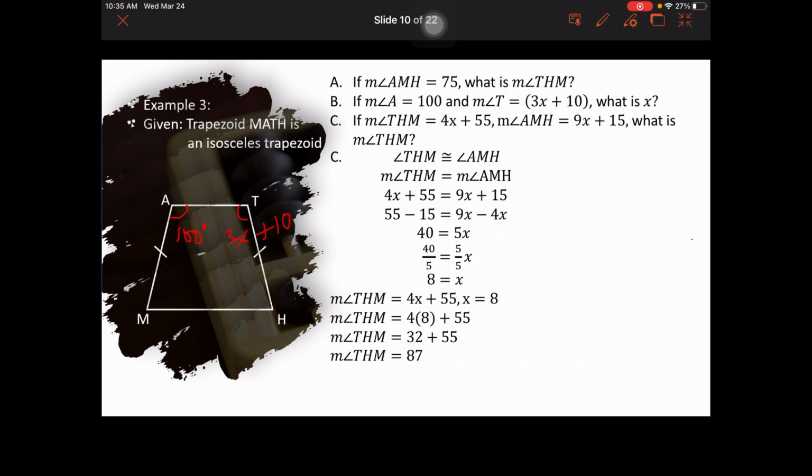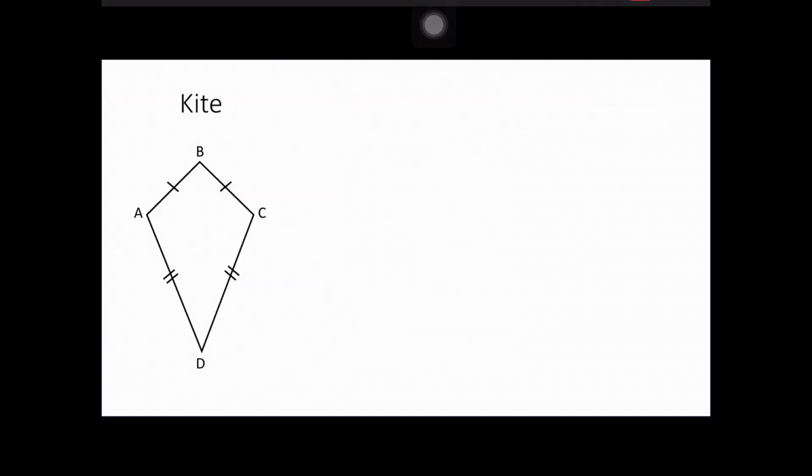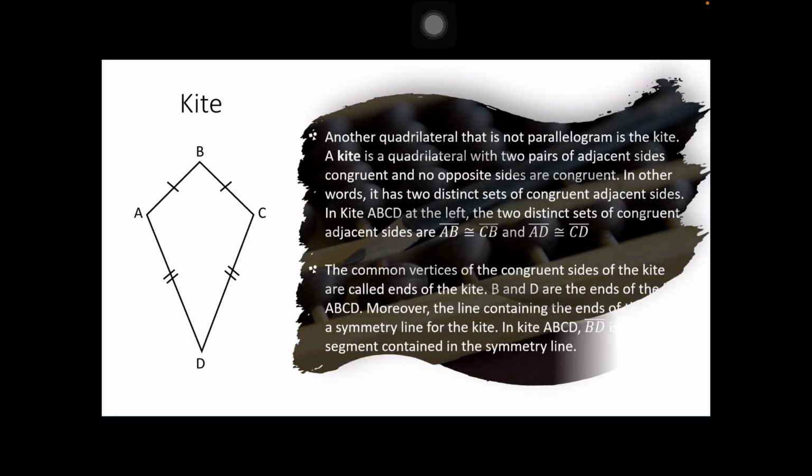Okay. Next. Pagdating po kay kite, medyo madami-dami po ito. We have here the definition of kite.